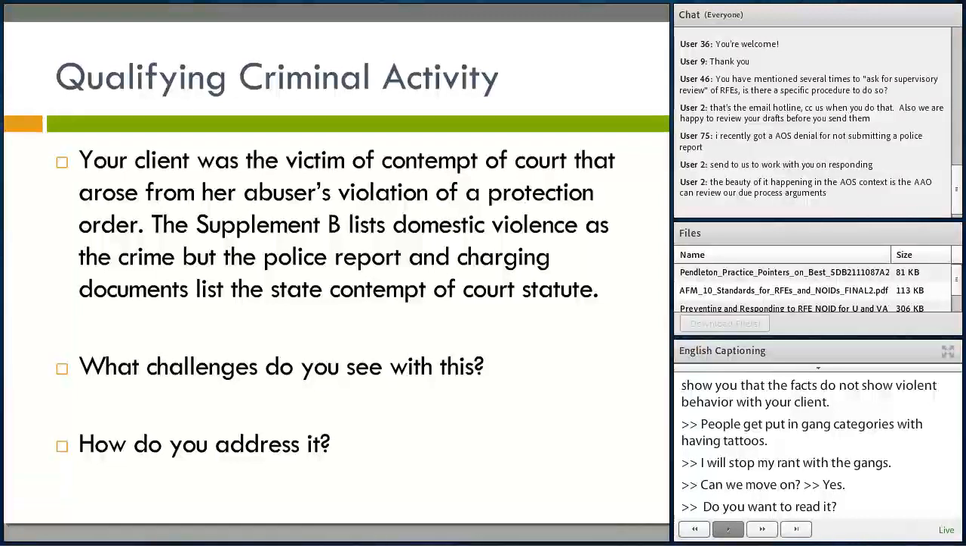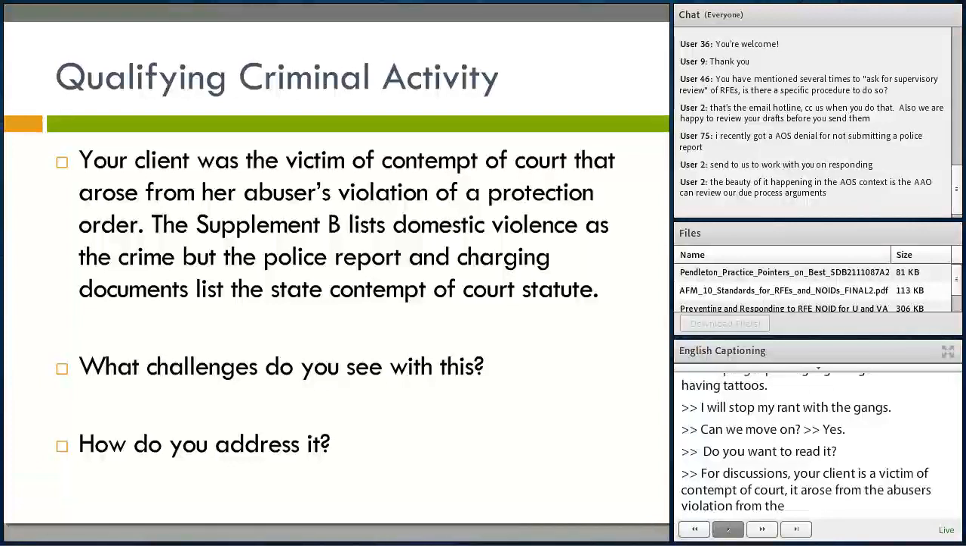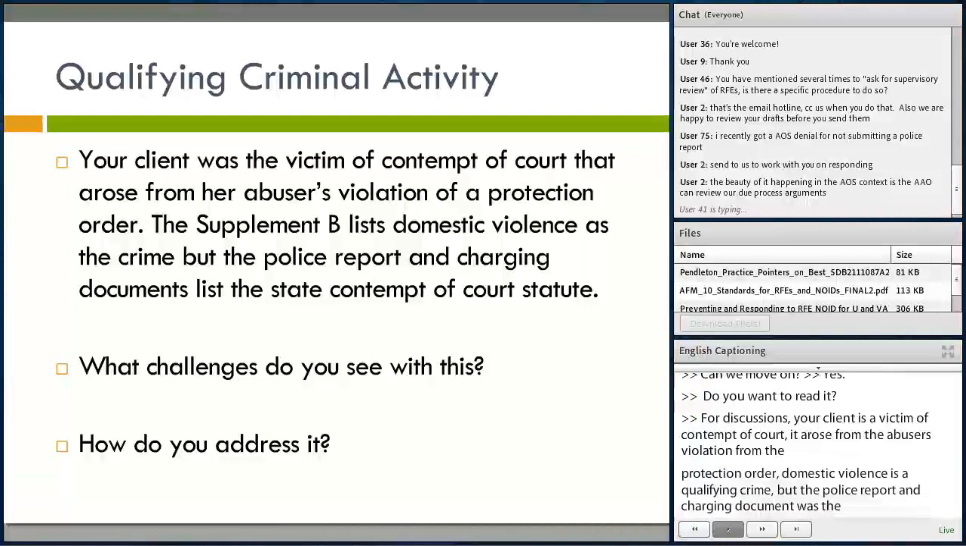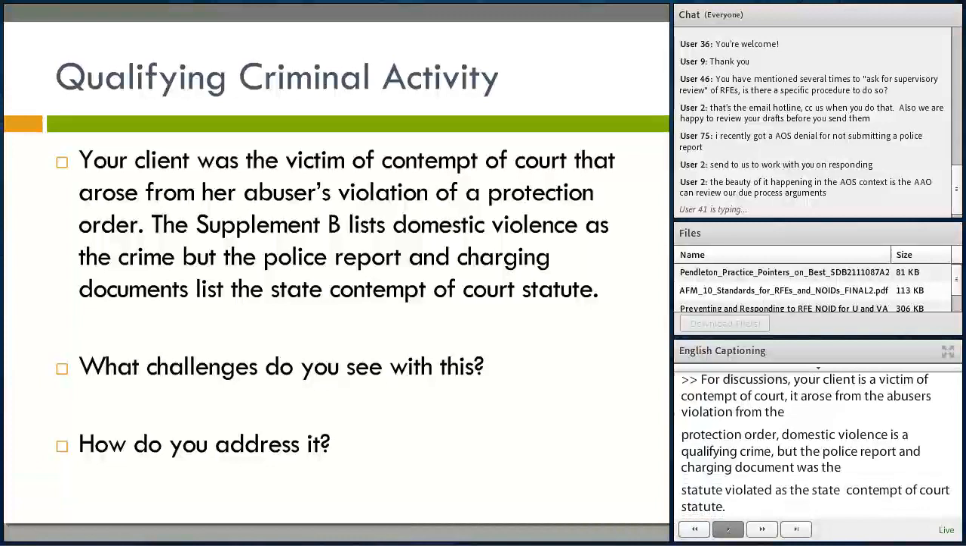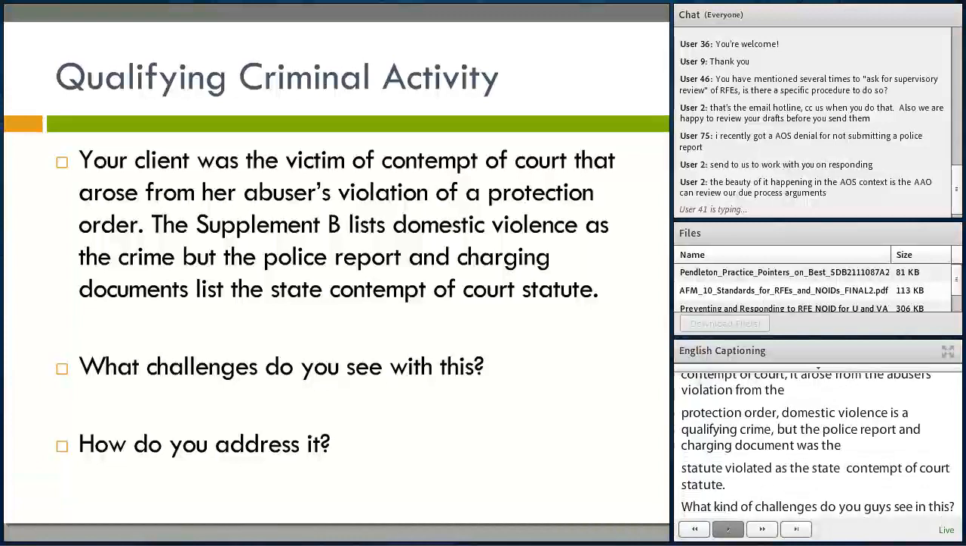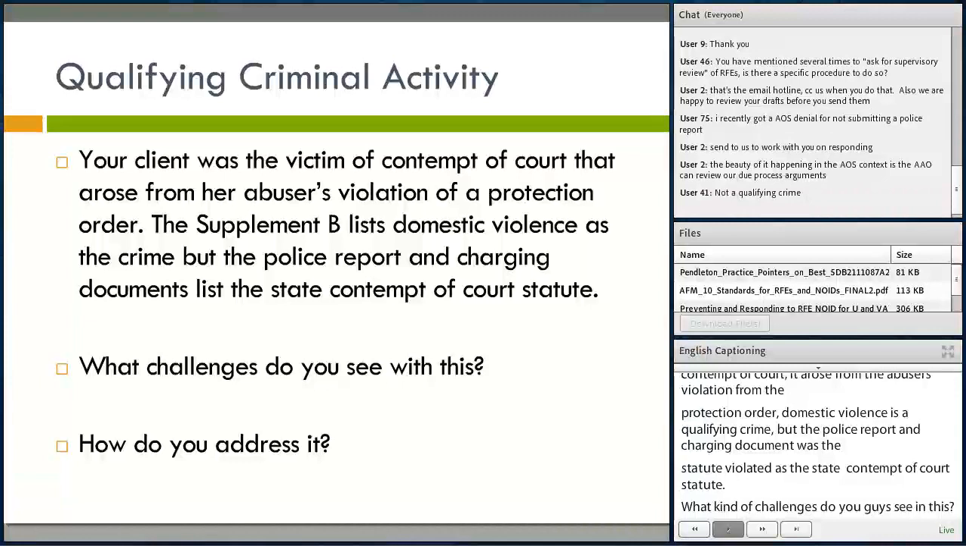So for discussion, your client is a victim of contempt of court, and this contempt of court arose from the abuser's violation of a protective order. This is a U visa case. Your certification says that domestic violence is the qualifying crime, but the police report and the charging documents list the statute that was violated as the state contempt of court statute. So what kind of challenges do you see in this? And you can respond through the chat box.